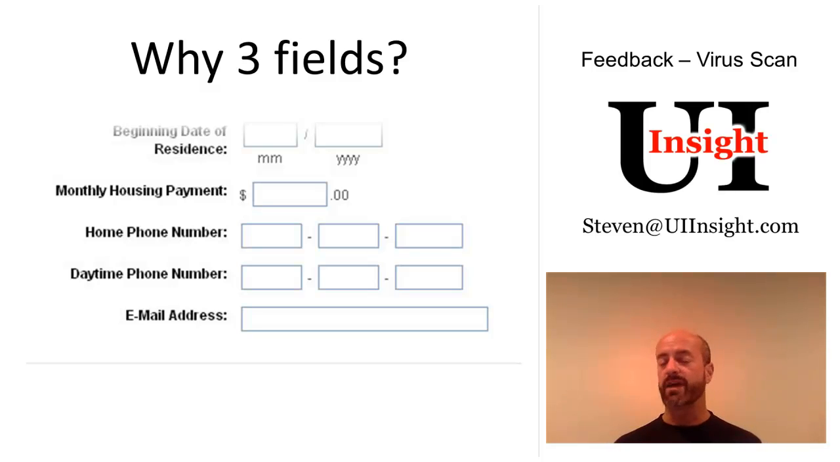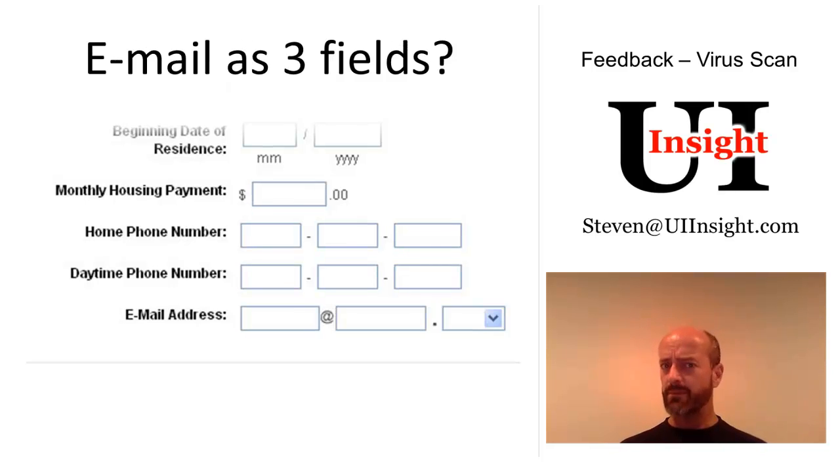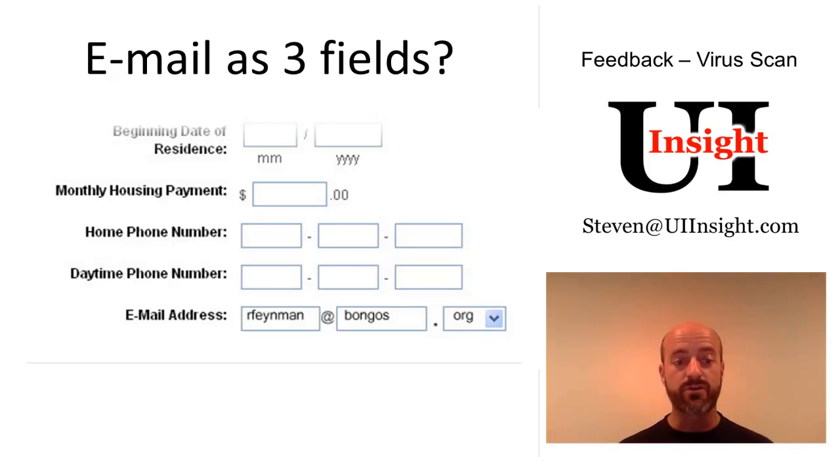If you look at the rest of the form, like email address, it's not broken up into 3. And this would look kind of ridiculous. Forcing the user to set focus to that first field, type in the first part of their email address, hit tab, go to the next one. You could imagine Richard Feynman typing in his email address, sets focus to that field, types in R. Feynman, then he has to hit tab, go to the next field, type in the domain name, bongos, and then hit tab again and drop down that list box to select the domain type. That's not reasonable.